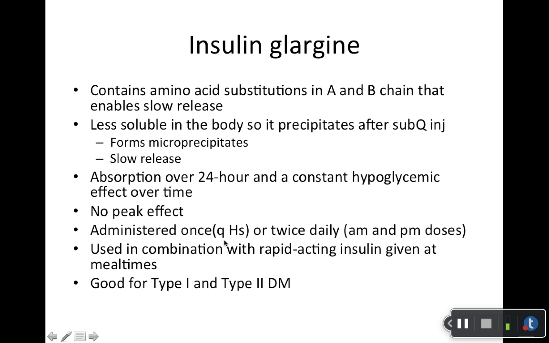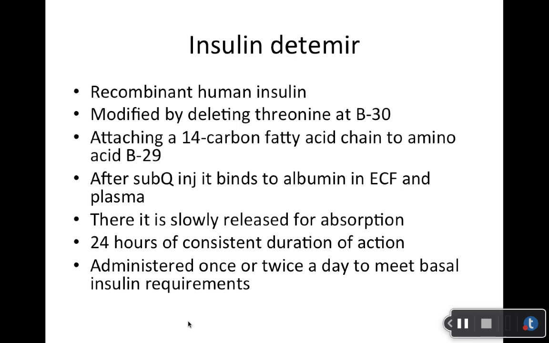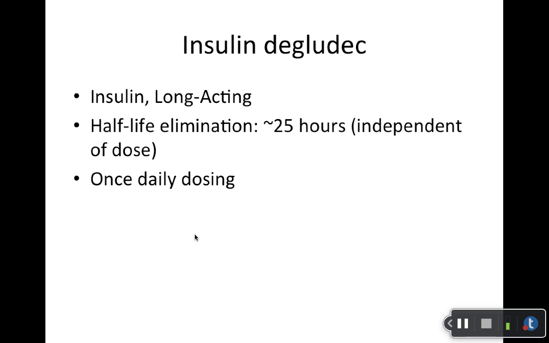By the way, QHS just means at bedtime. That's the abbreviation. You guys haven't had the abbreviations for prescription writing, but QHS just means at bedtime, or BID, which is twice a day, so usually morning and night. Then these should usually be used in combination with a rapid acting that is given at meal times. And so this is going to be good for both type 1 and type 2. And like I said, this long acting is part of that strategy of a good insulin administration. We also have the insulin detemir, same thing, once or twice a day administrations, 24 hours, consistent duration, they're good for that basal insulin.